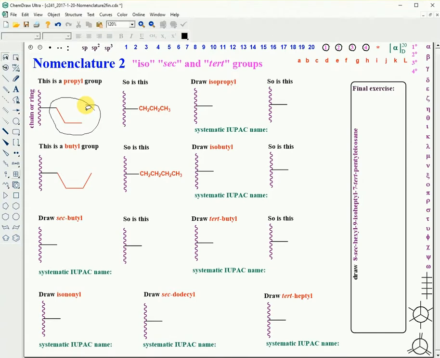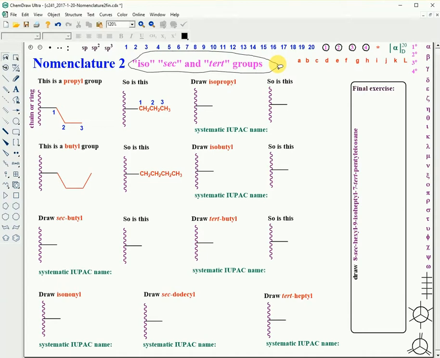Welcome to Nomenclature Part 2. I have circled here a propyl group. Clearly, it is a 3-carbon group. Here's the condensed version of the same group. Today we're going to learn that there are different versions of groups that are not straight chains.